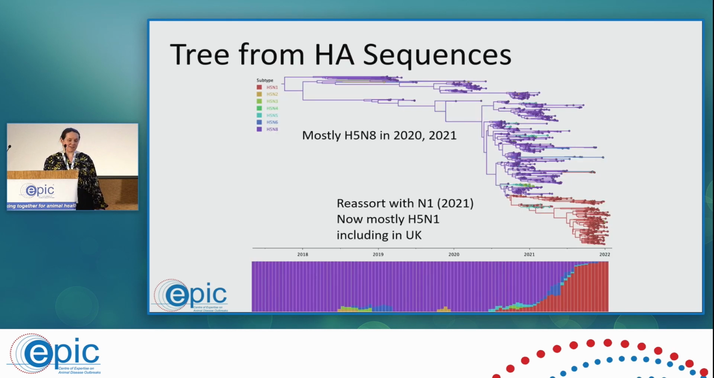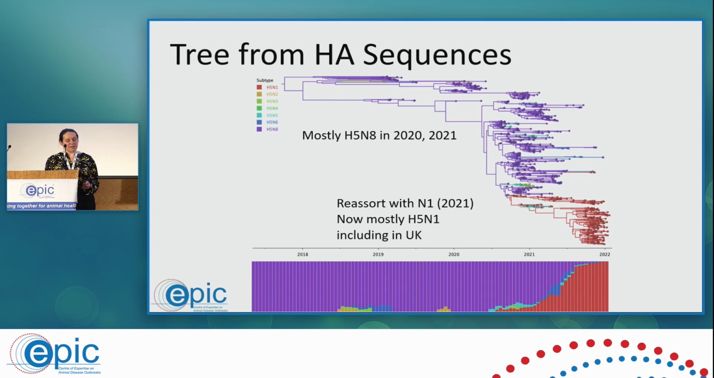To understand how this comes about, this is a tree from bird flu sequences for the last couple of years. It's from Europe and Asia, and also the UK. And in fact, many of these sequences are collected by our European partners. And so what you see, first of all, it's a timescale tree, is that mostly you've got H5N8 in 2020 and early 21.